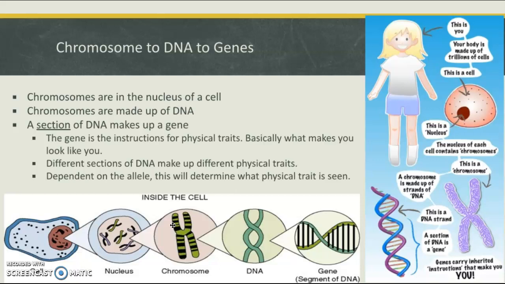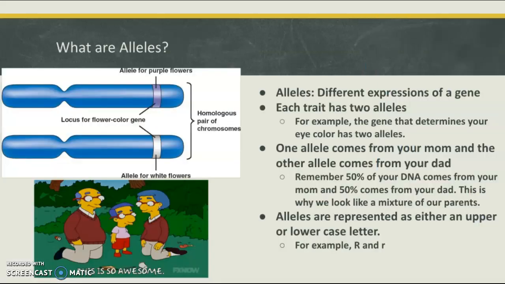Now, it's all dependent on the allele. I know you don't know what an allele is yet, but we're going to go over that soon. Dependent on the allele you have, that will determine what physical trait is going to be seen. An allele is a different expression of a gene. Within a gene, you have two alleles, so each trait has two alleles, because each gene contributes to a trait.